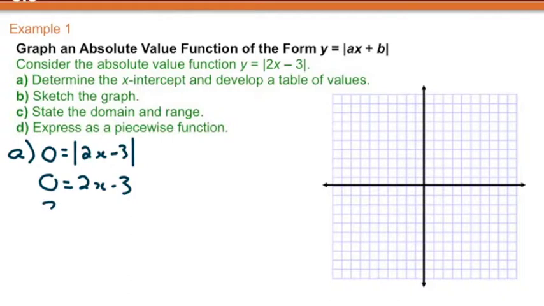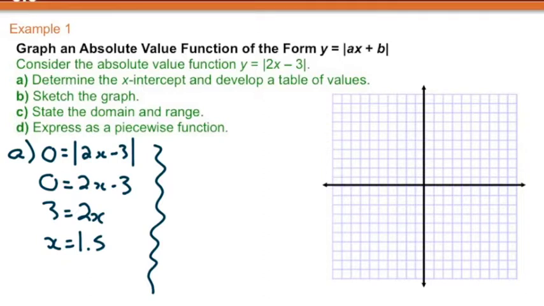Solve that equation, we'll add 3 to both sides. Divide by 2, x is equal to 1.5. So the x-intercept happens at 1.5, which we're going to use as the basis for the table of values.